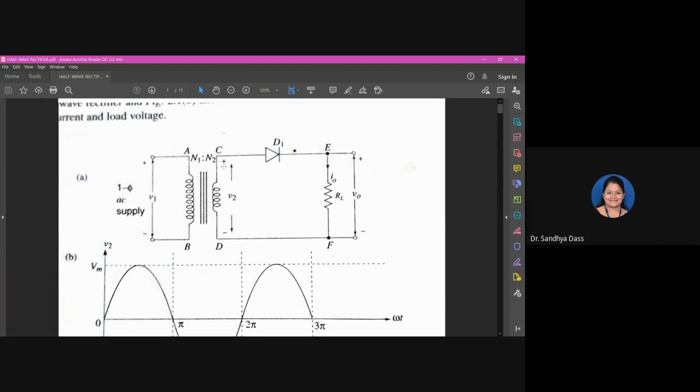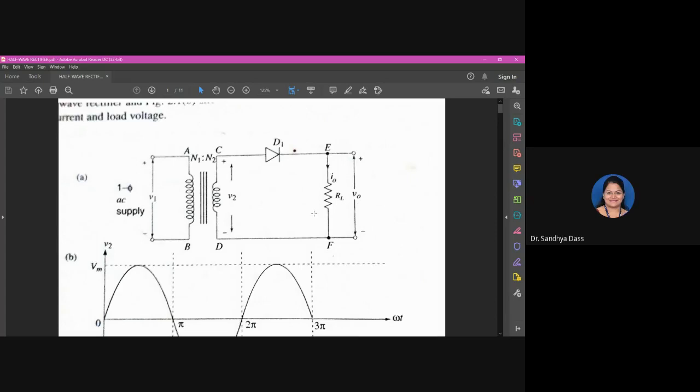I'll repeat, when this point C is positive, during this positive cycle, the current path will be from C, D1, E, F, D and back to C. So that will be the direction of the current flow. During the negative half cycle, when point C becomes negative, the diode will be reverse biased and it will not conduct. So there will be no current flowing through and the output will be zero, isn't it?